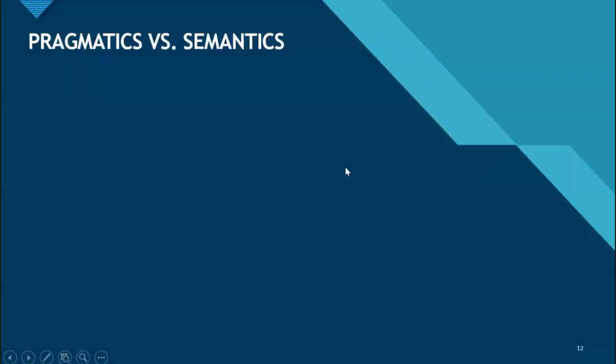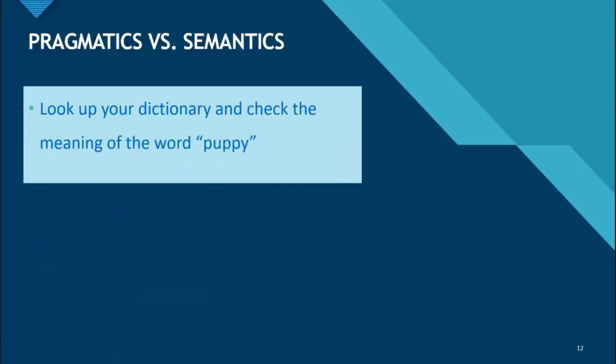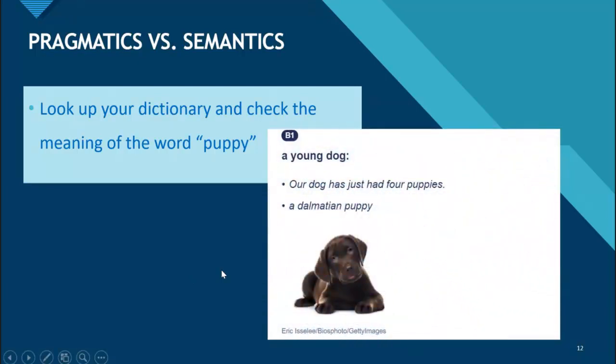I would like to make a comparison between pragmatics and semantics. First, I want you to look up your dictionary and check the meaning of the word puppy, please. So, Miss Kim Phụng, what is the meaning of the word puppy from your dictionary? Yes, I searched on the internet, and there are two meanings of puppy. The first one refers to a young dog, and the second meaning is a person or thing who is stupid. Okay, thank you. That's really interesting. Thank you very much. I checked in the Cambridge Dictionary, and puppy is one word meaning a young dog, and they give you some examples. So usually we say that puppy is a young dog.